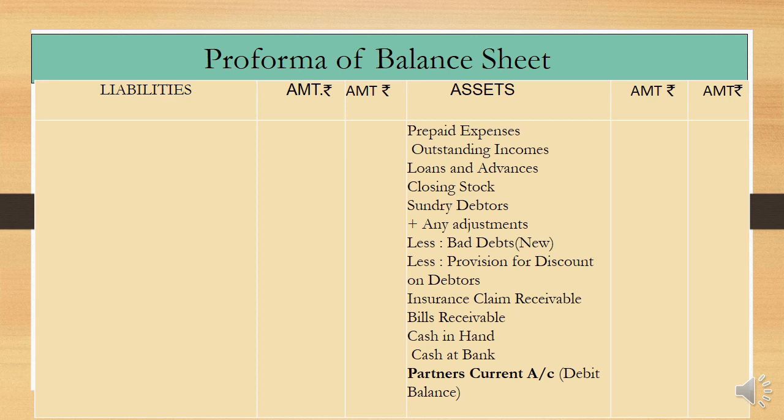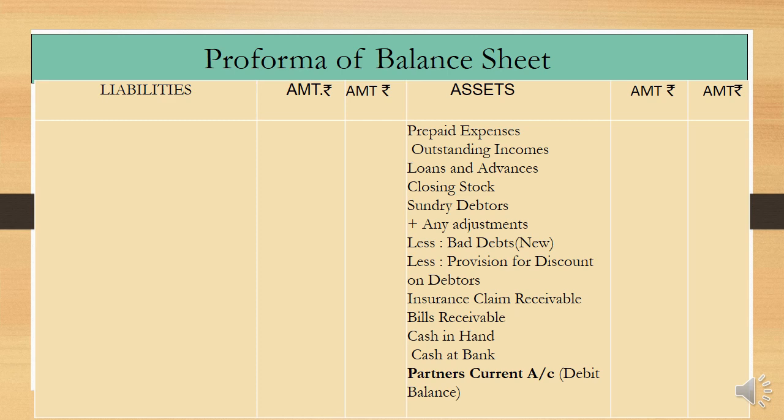Outstanding income. We have worked for the 12 months starting from the 1st April to 31st March, but we have received the income only for the 10 months. So for the 2 months still we have to receive the income, that is known as the outstanding income. Income is a receivable. Loans and advances. Here we can see that the loans and advances are given to somebody else, not taken but given. So we have to receive our amount back from the person or institution to whom we have given the loan. That is why it is an asset.